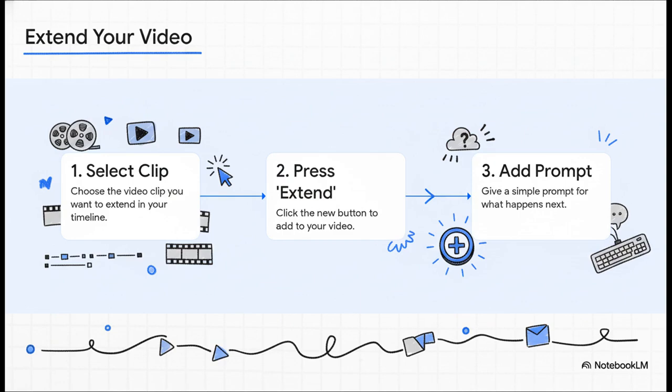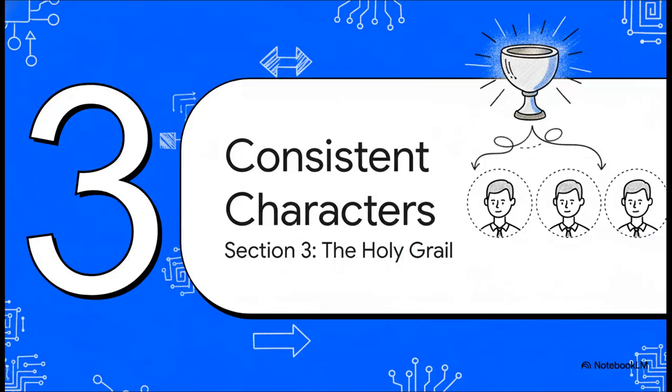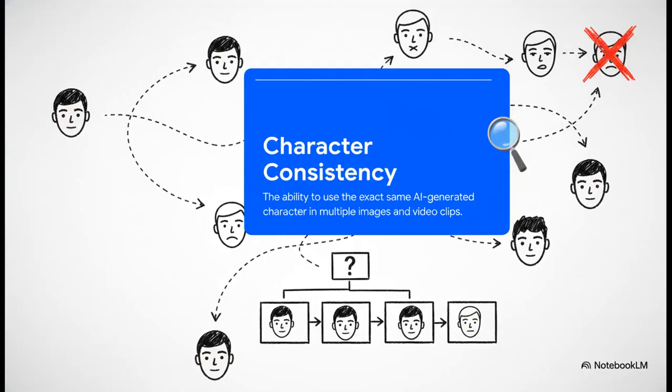It's so smooth. And now for the holy grail of AI video creation. This is the feature everyone has been waiting for: how to keep a character looking exactly the same across different scenes and different shots. You know, character consistency has been the single biggest roadblock for creators trying to tell a real story with AI video. Until now, your character's face or clothes would just change from one generation to the next.